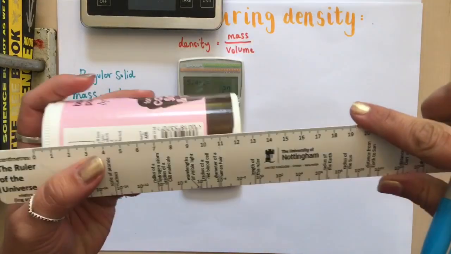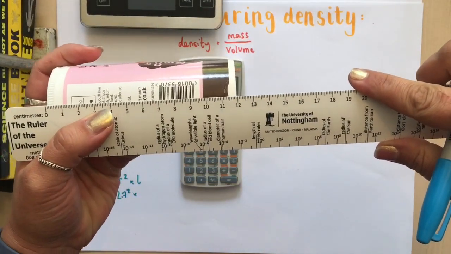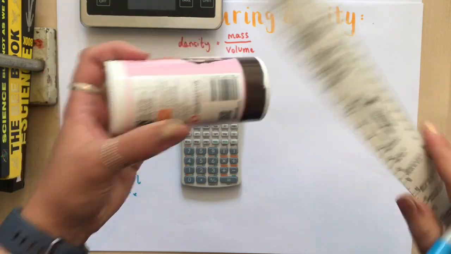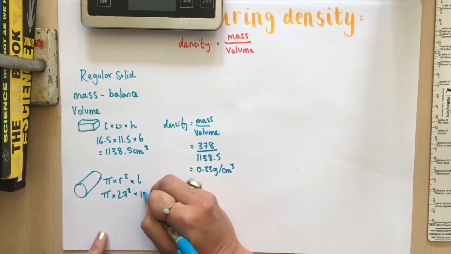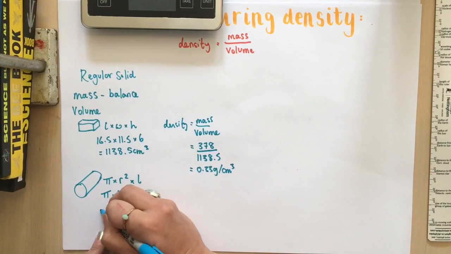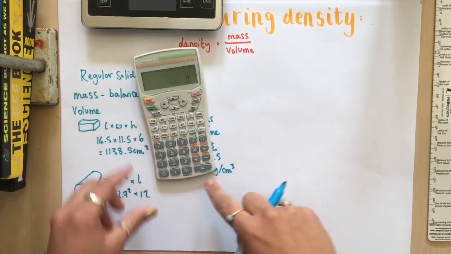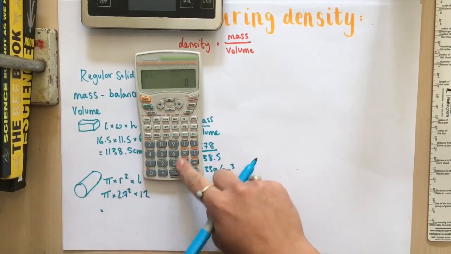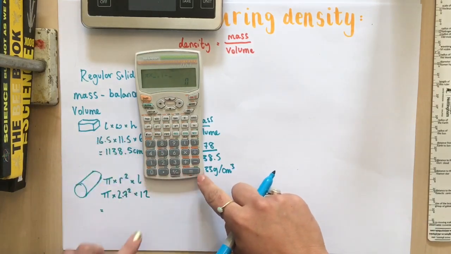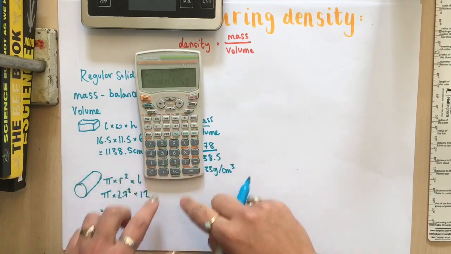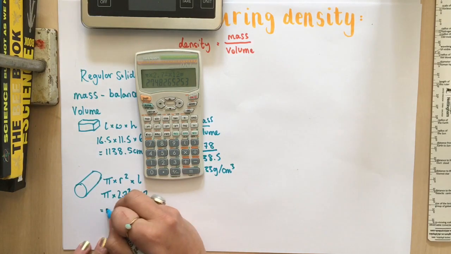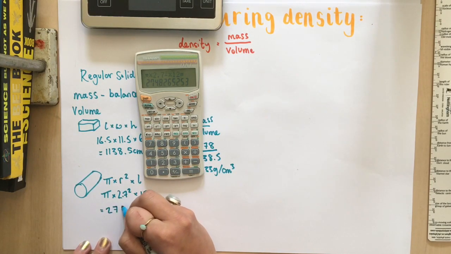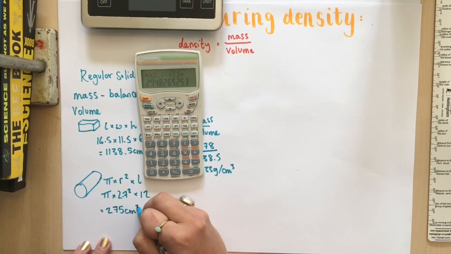And the length we could do with a ruler, which is 12 centimetres. So the volume, if I do pi times 2.7 squared times 12, gives 274.8, so 275 centimetres cubed.